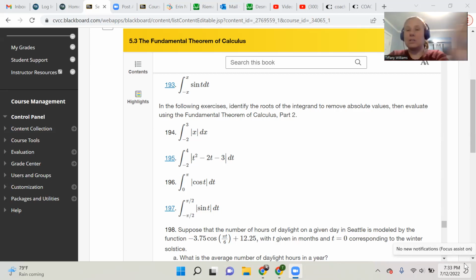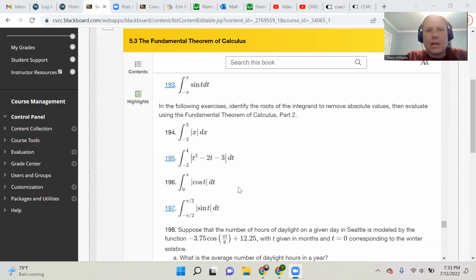So what this is going to do is it's going to help me set up what my intervals need to be. And I am going to use part 2 here of the fundamental theorem of calculus, so much easier than using part 1. So let me go ahead. Let's do a new share. Let's do our whiteboard.